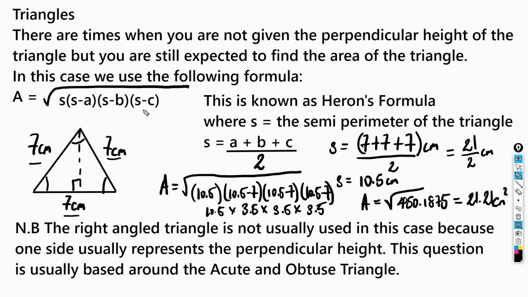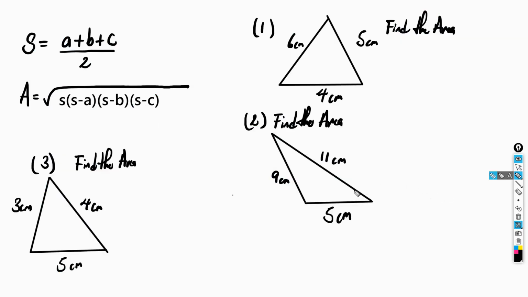So you know how I am. I love to do 3 examples. So let's look at 3 examples. So we're looking at Heron's formula now. Remember, this is also called Heron's formula. And we're going to look at 3 examples where we're just given the sides. We're not given the perpendicular height, and we need to find the area. So for the first one, we're going to try to find the area.